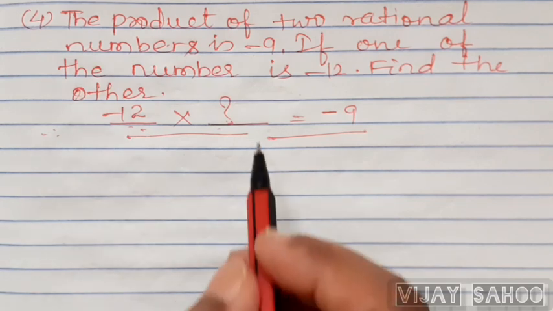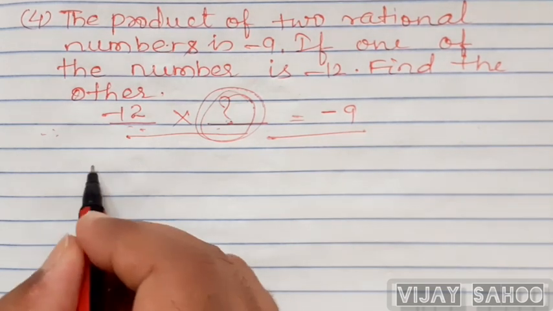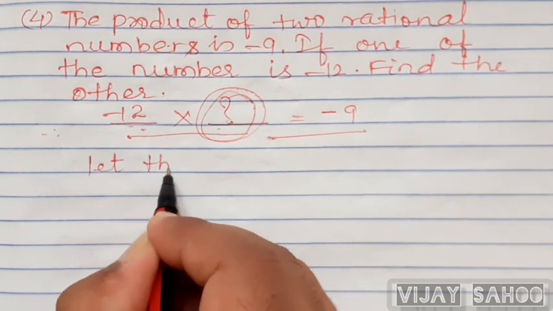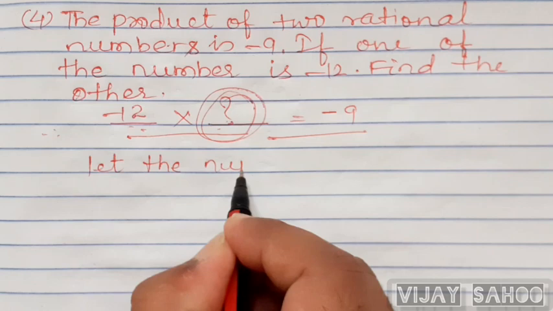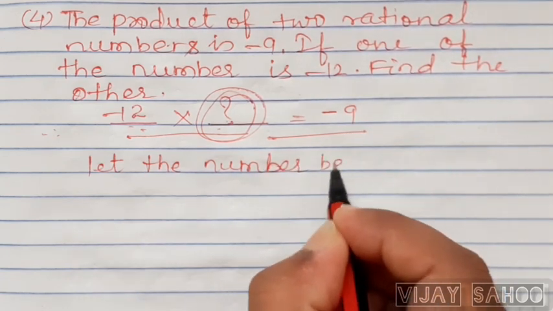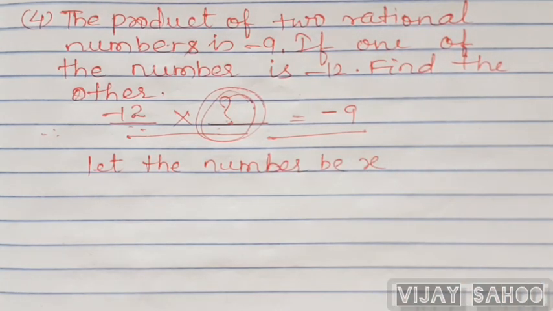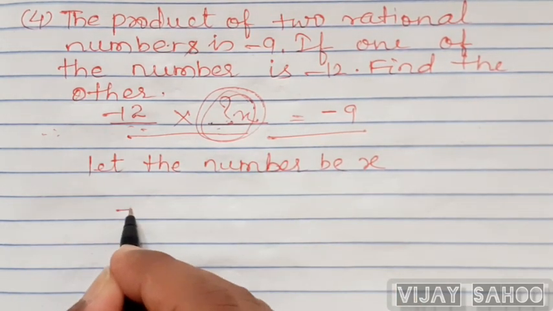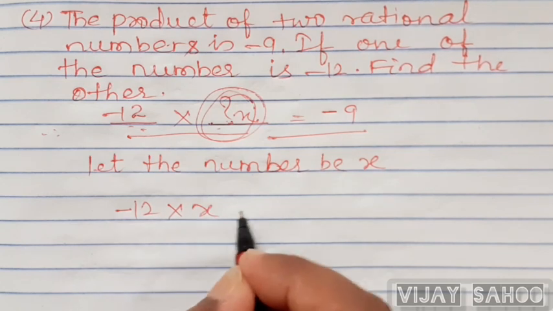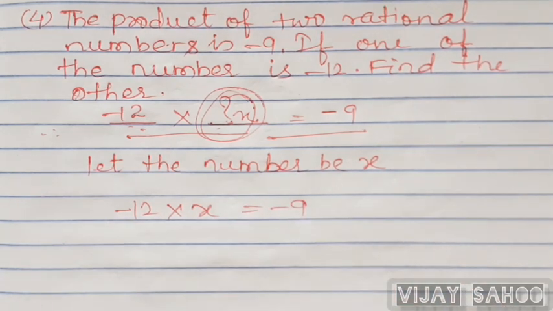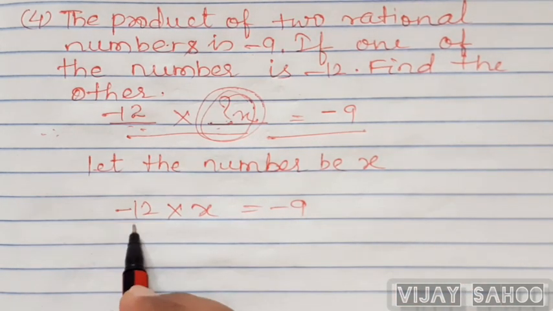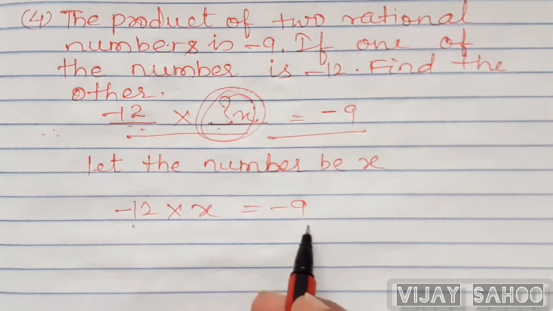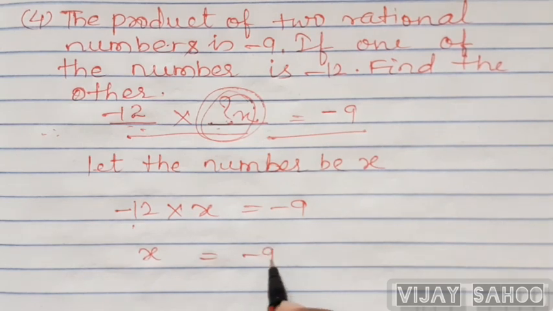Now, here one number is missing. So what we'll do, we'll write that let the number be x. If the number is x, I'll substitute x over here. So what is the equation now? Minus 12 into x is equal to minus 9. Now 12 is in multiplication. If I shift it to the right hand side, it is in division. So x is equal to minus 9 upon minus 12.